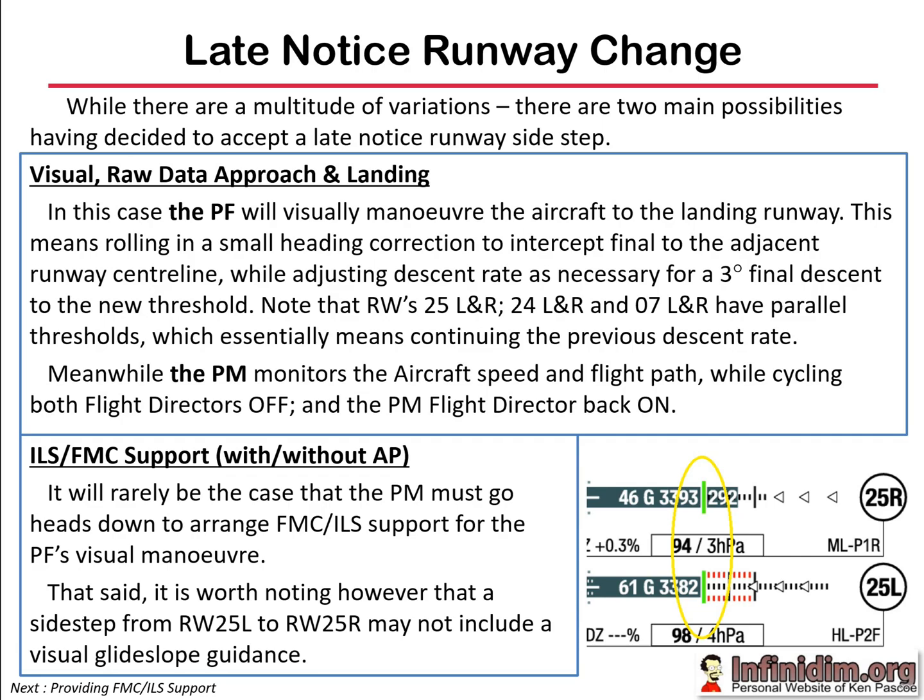The provision of ILS guidance for the PF to the new landing runway can be accomplished by manually tuning the ILS or selecting the new runway in the FMC and allowing auto-tune to do its work. I must emphasize here that this information is not necessarily a recommended technique, particularly for low altitude runway changes, but it's provided for information to crew. Let's have a look and see how it works.